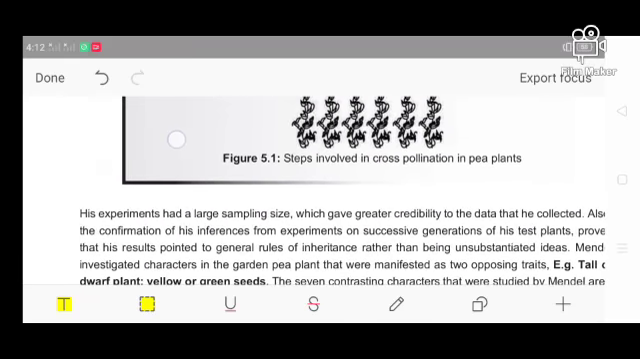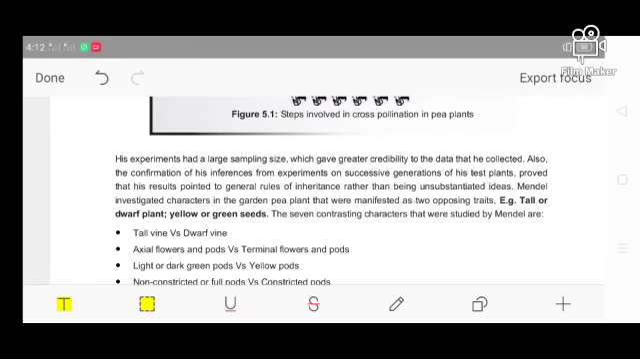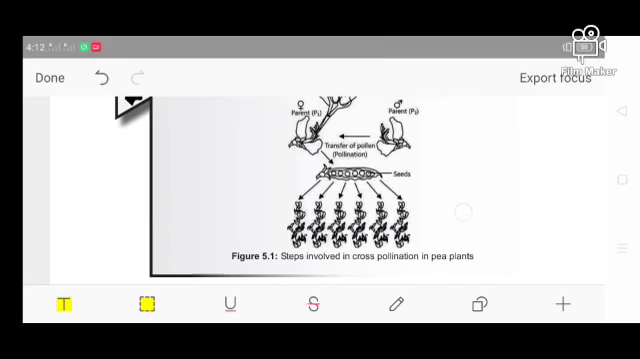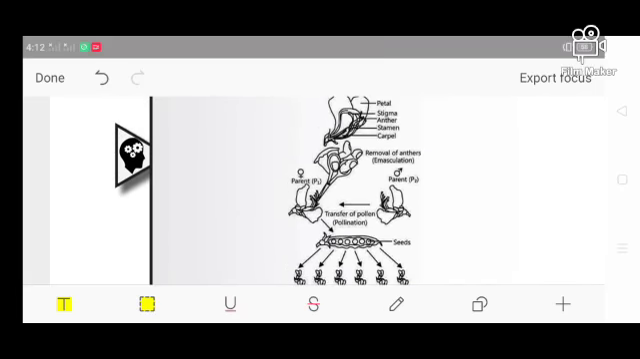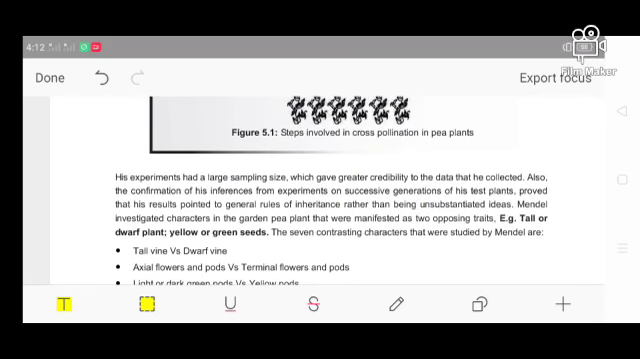This step is involved in the cross-pollination of the pea plants. Different steps are followed for cross-pollination. What are the steps? He has to cut out the pollen sheath of the plant, which helps with cross-pollination. So these are some ideas about how cross-pollination is done in pea plants.